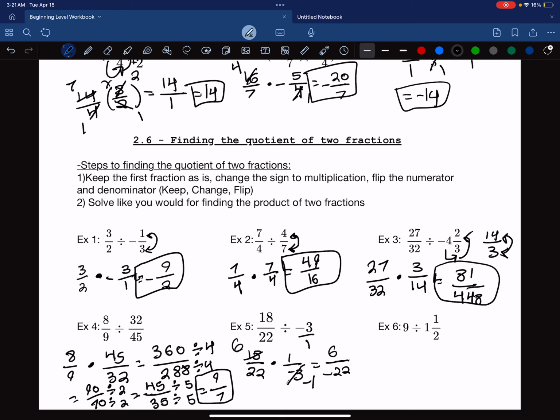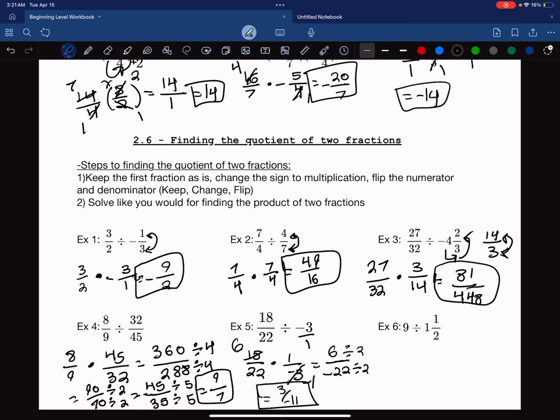We get both even numbers, so we can divide both of these by 2. 6 divided by 2 is 3, and -22 divided by 2 is -11. So we get 3 over -11.